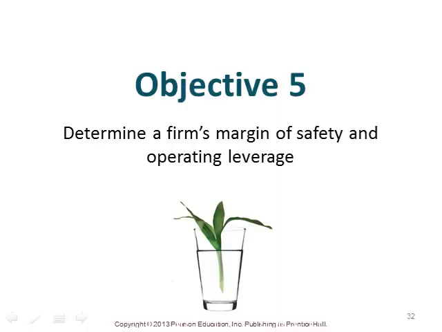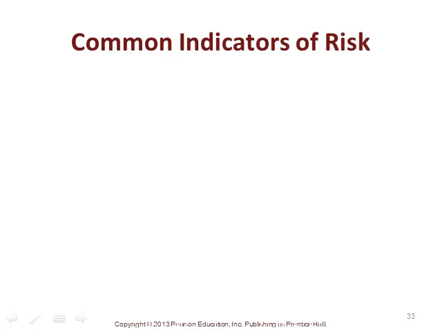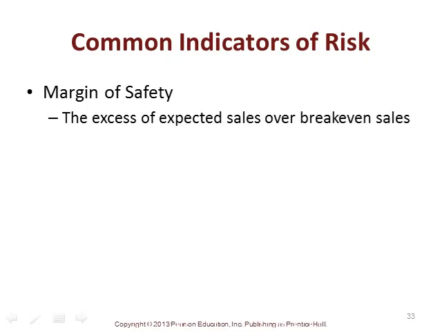Okay, so the next topic we want to talk about is margin of safety and operating leverage. So a firm's risk depends on many things, right? On many different factors. What we want to talk about here is what the margin of safety means and what operating leverage means. So margin of safety is the excess of expected sales over break-even sales, right?